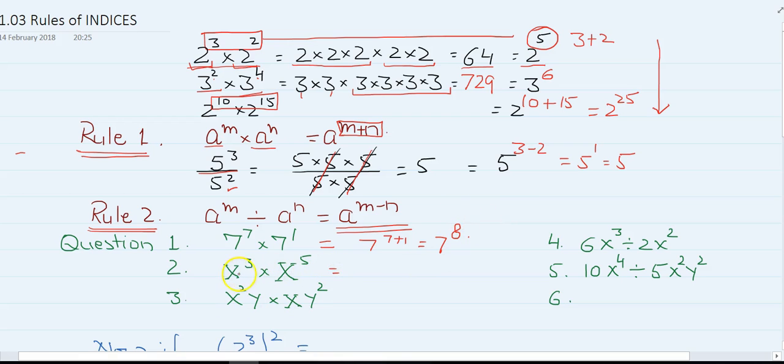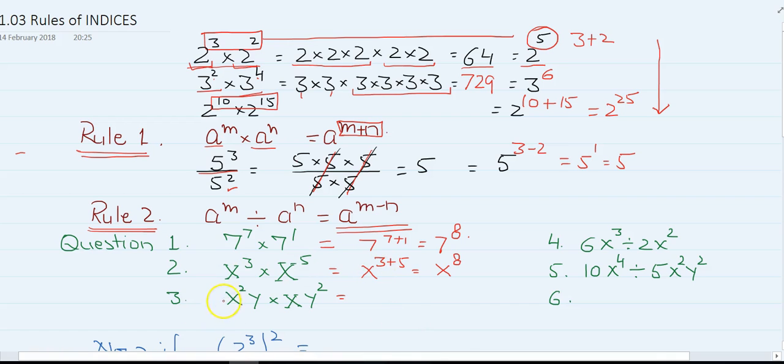Another question, we have a variable here, an unknown number, but the base is the same, x and x. The first term is x to the power 3 multiplied by x to the power 5. It's a multiplication rule, so when we multiply the same numbers, we add the powers. So it is 3 plus 5. So that is x to the power 8.